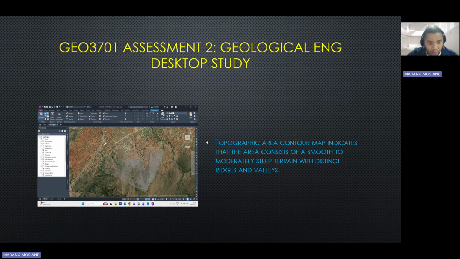And now when you look at the topographic map, this concept topographic map, it shows that the area is moderately smooth, with moderately steep terrain with distinct ridges and valleys.